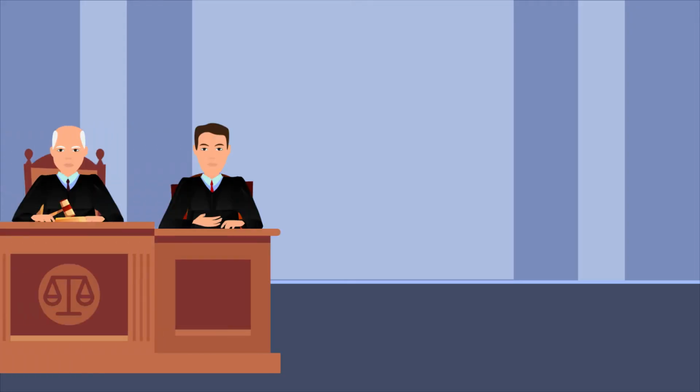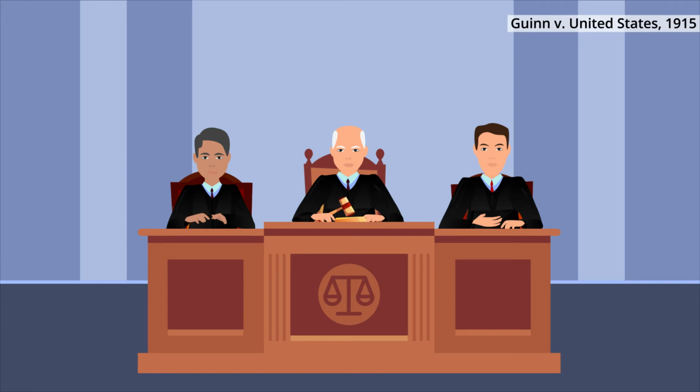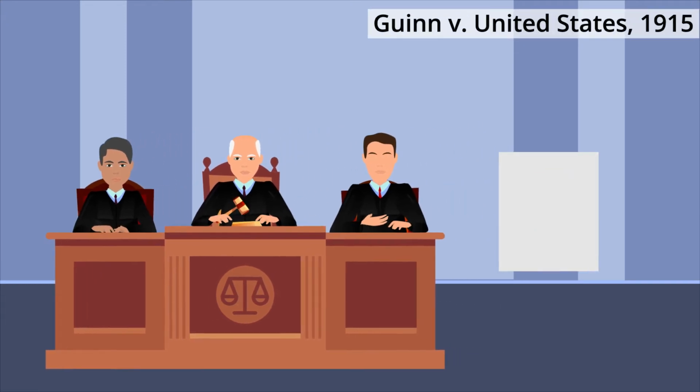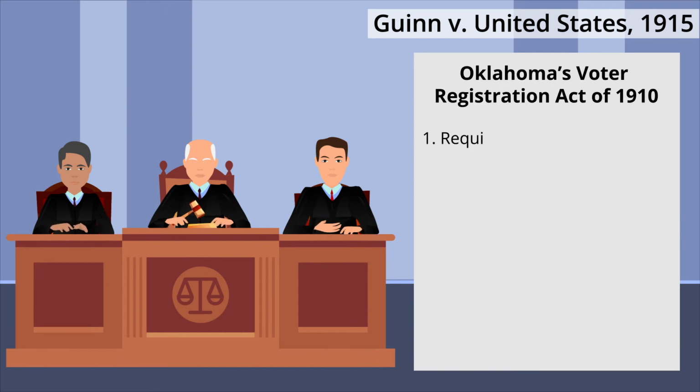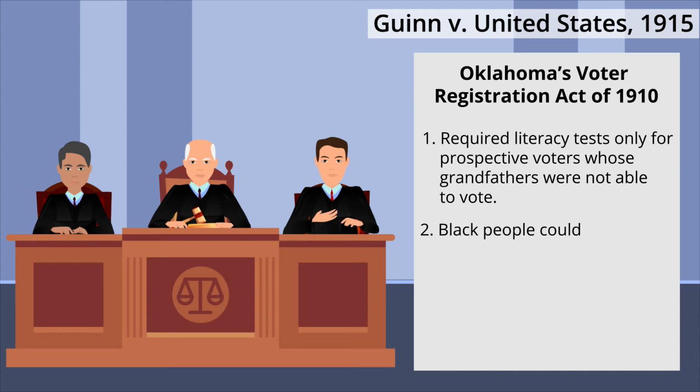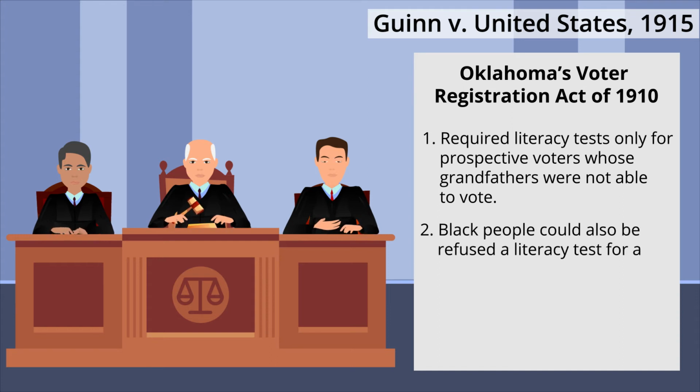In a 1915 case, Gwynn v. United States, the Supreme Court ruled that a clause in Oklahoma's Voter Registration Act of 1910 was unconstitutional under the 15th Amendment because the law required literacy tests only for prospective voters whose grandfathers were not able to vote. It applied almost exclusively to African Americans. Black people could also be refused a literacy test for any reason, effectively barring them from voting.